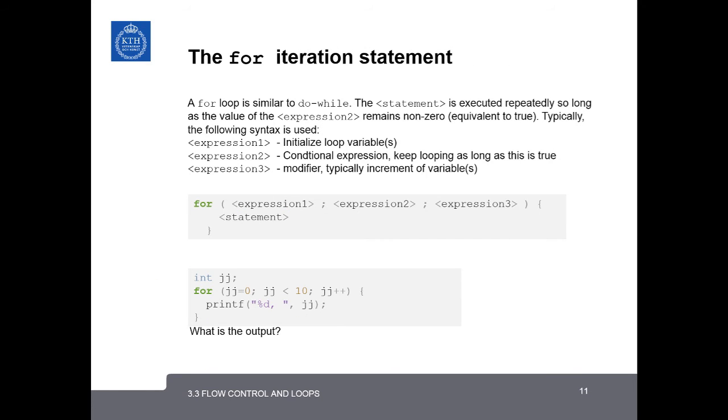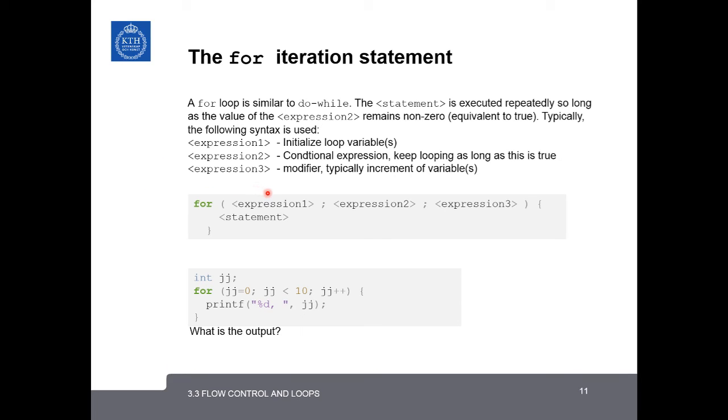The last type of iteration statement, a for loop, is similar to the do while and the while, except that a for loop allows you more flexibility. It allows you to initiate a counter variable, check a condition, and increment your counter all in a single line. Typically, a for statement, the syntax looks like this.